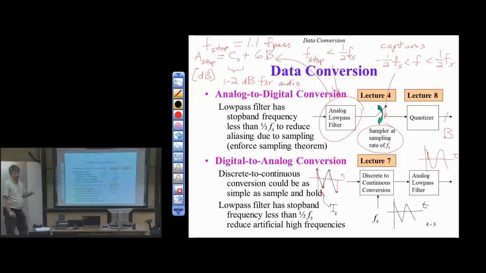Let's say that I started with a sine wave. So the next step I do is I apply an analog low-pass filter, and its job is to clean up artificially introduced frequencies in this discrete to continuous conversion step.